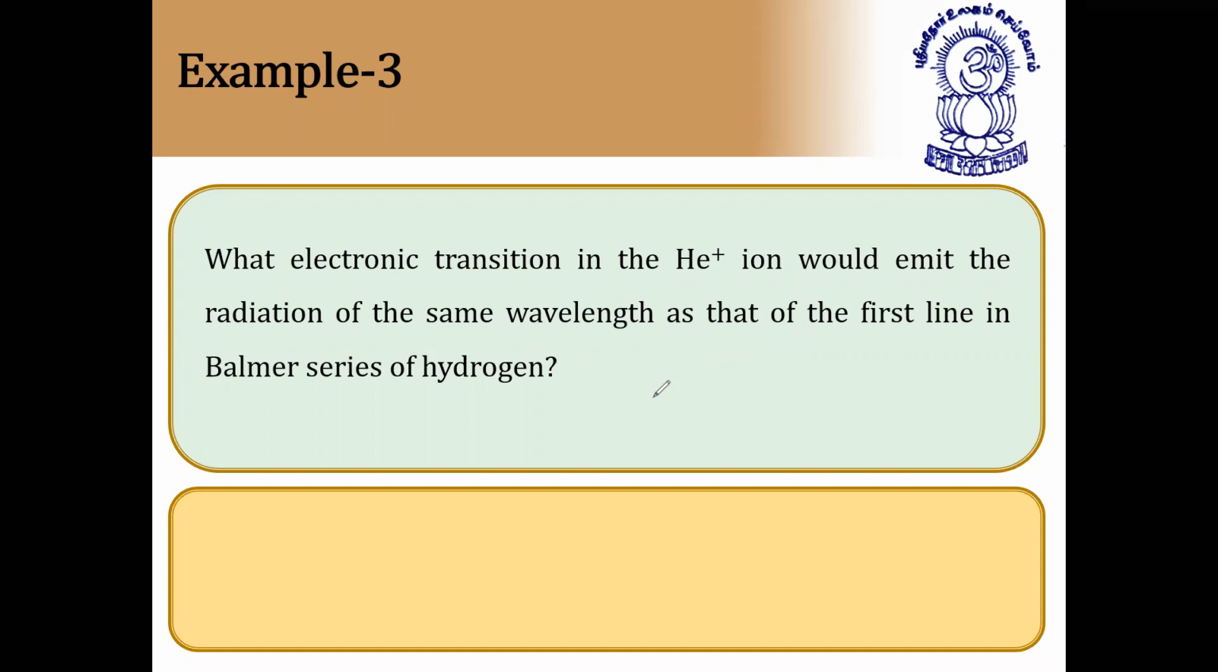What electronic transition in the helium ion would emit the radiation of the same wavelength as that of the first line in the Balmer series? So first we'll calculate the wavelength of the first line of the Balmer series by using Rydberg's equation. So 1 by lambda is equal to, first line is the alpha line, 1 by lambda is equal to RH, that is Rydberg's constant, into 1 by n1 square minus 1 by n2 square. This is for only the hydrogen atom.